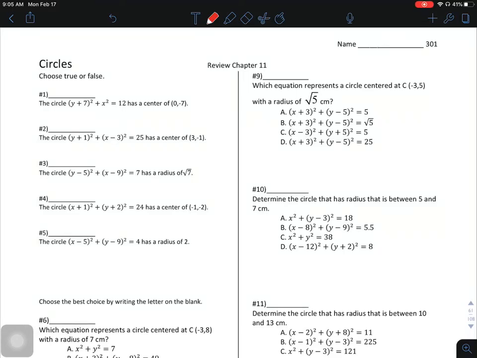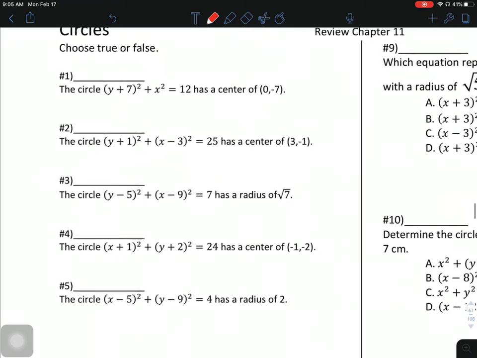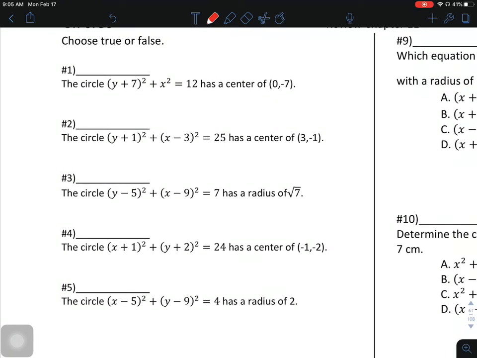Geometry, Chapter 11, Review, Circle Basics. Let's check out these true or false. The circle, the sum of y and 7 squared plus x squared equals 12, has a center of 0, 7.